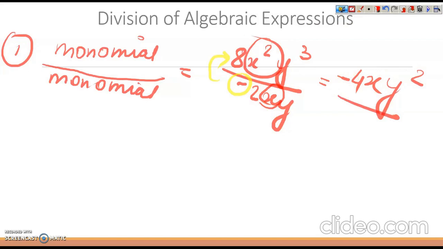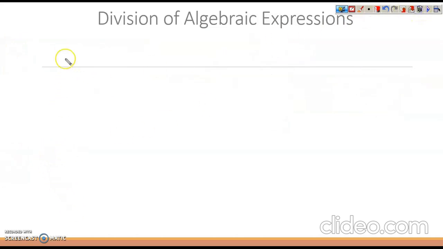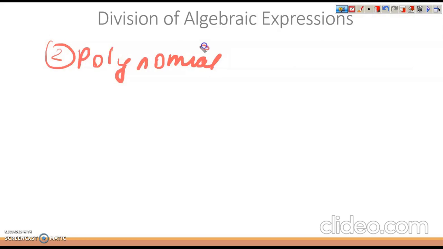Okay, the second is polynomial by monomial. The second, polynomial divided by a monomial.